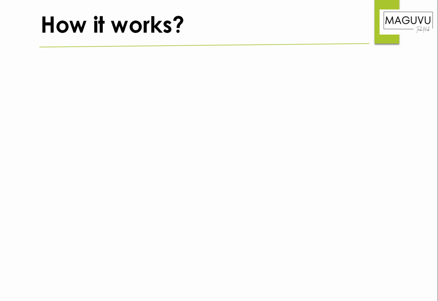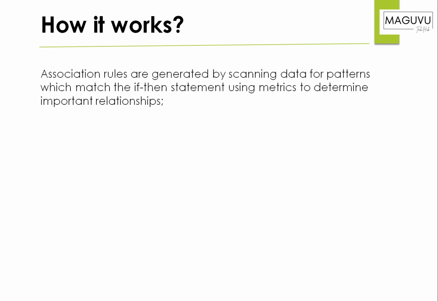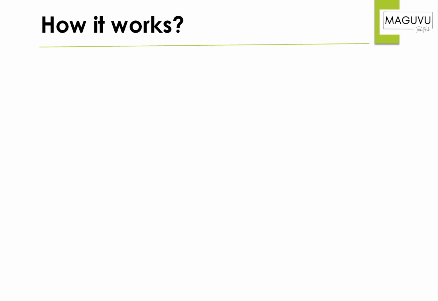Association rules are generated by scanning data for patterns which match the if-then statements, using metrics to determine the importance of relationships. And these three metrics are support, confidence, and lift. We are going to look at an example for us to understand how these metrics work.